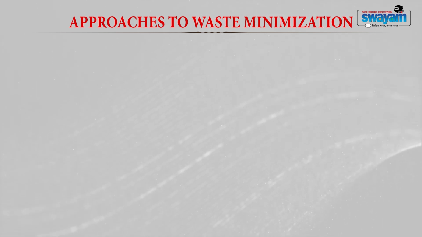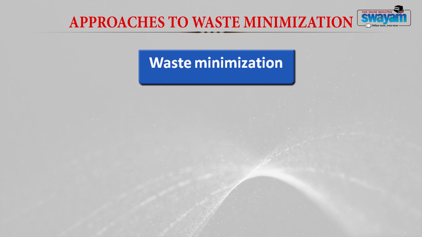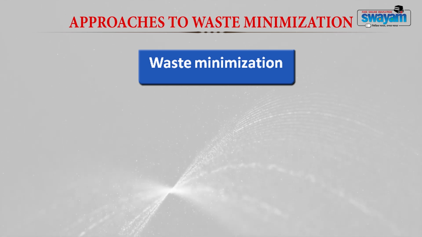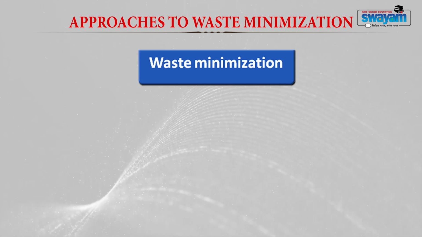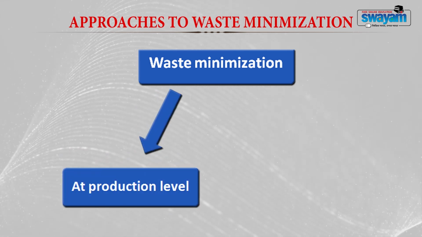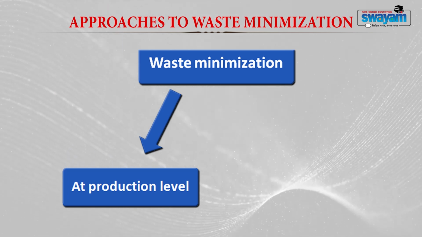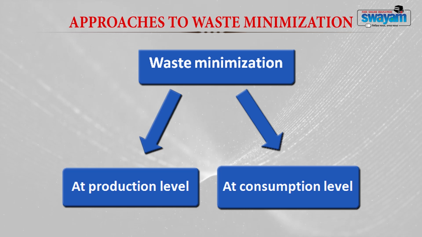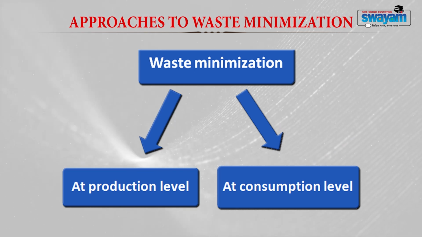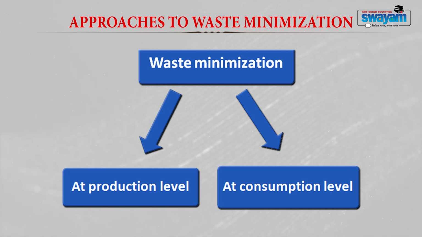Let me have a look at different approaches that can be adopted for waste minimization. Basically, there are two approaches. One of them is at the production site, where the materials are produced and waste is also generated, and the second is at the consumption level, at the consumer level when the particular product is used. Let me see these approaches one by one.